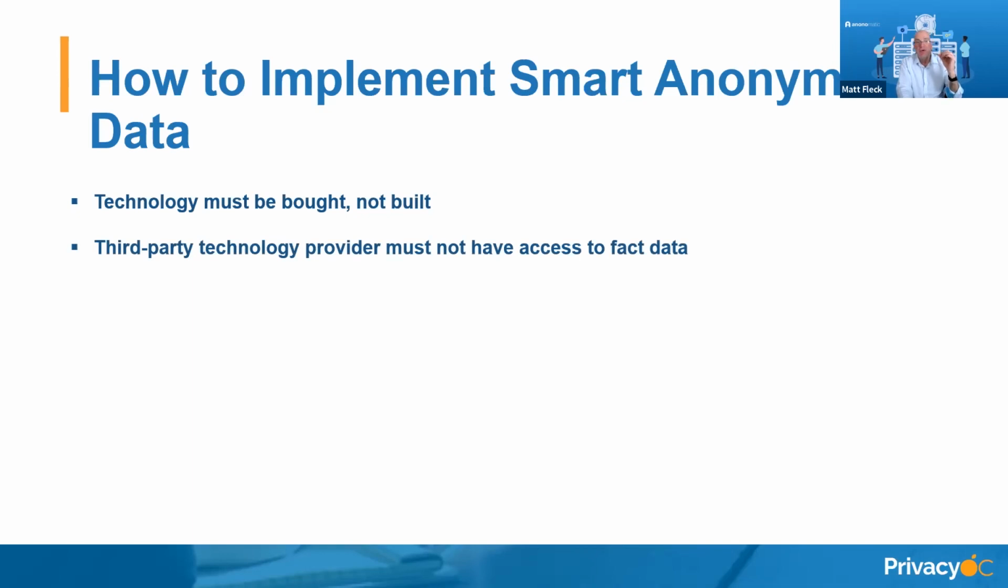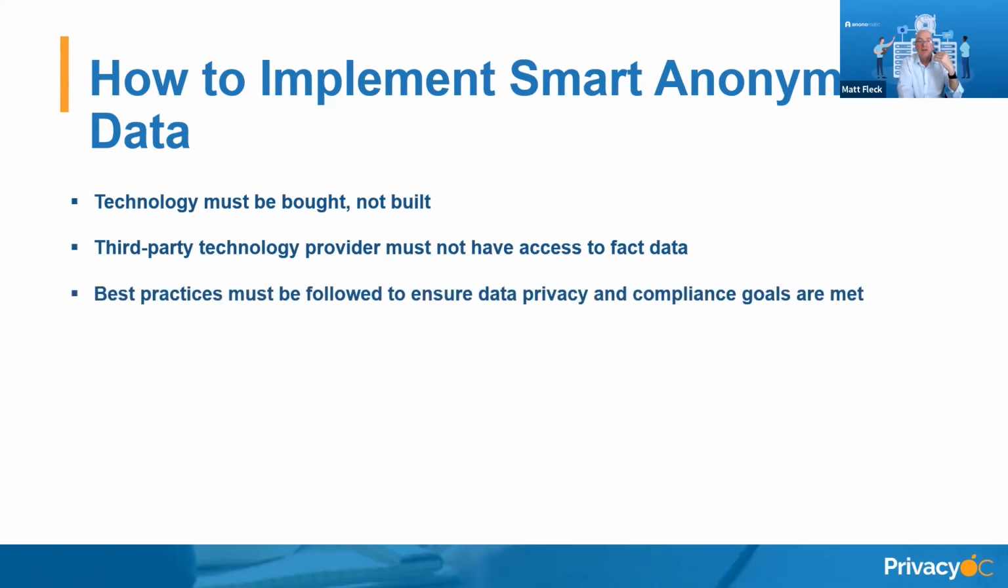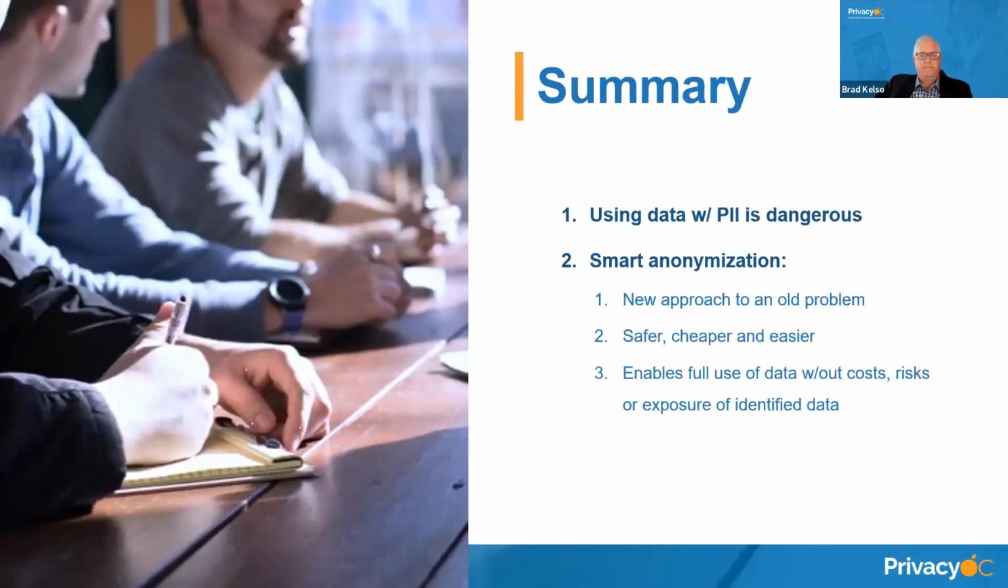And you have to ensure that whoever you get it from, like Anonomatic, cannot access the data, which is perfectly fine. We deploy our solution inside your infrastructure. It takes 15 minutes to set up, and then you're on your own. You can do everything you need. You have to ensure the best practices.